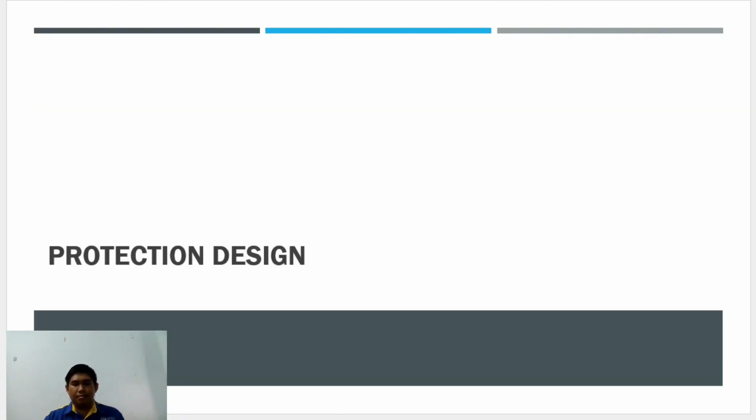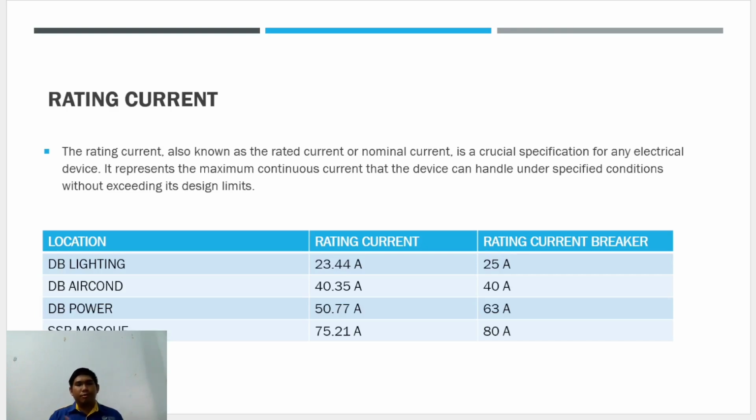Right, now the protection design. First of all, before we can design a protection for the system, we must know the rated current. The rated current, also known as nominal current, is a crucial specification for any electrical device. It represents the maximum continuous current that the device can handle under specified conditions without exceeding the design limits. Okay, for this project, this is the stated rated current and the rated current of the breaker.